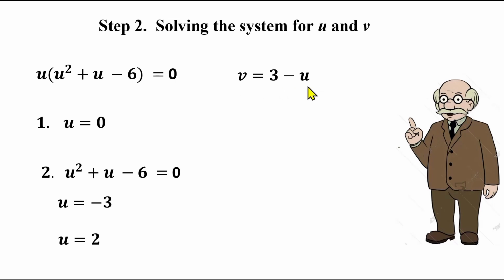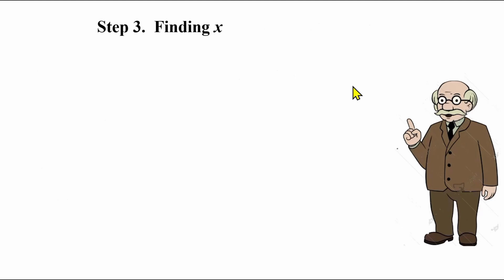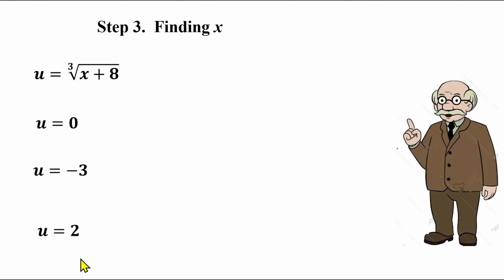But we don't actually need to find v, since we can find x using the values of u we have already found. Don't forget that our goal is to find x, not u and v. Let's find the values of x. We know that u equals the cube root of x plus 8, and that the equation in terms of u has three roots, 0, negative 3, and 2.